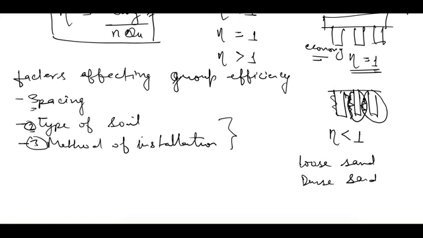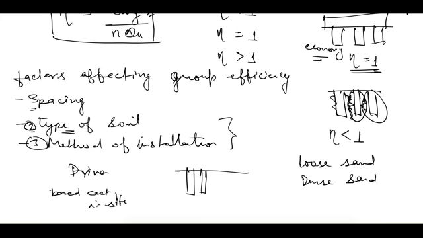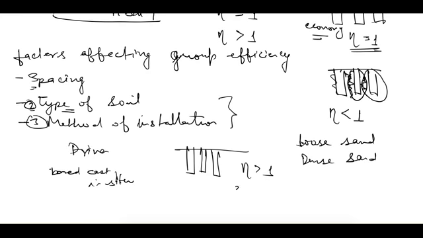If it is a loose sand, even if we are putting a small spacing, because of the driving, or if we are using the driven method of installation, these two are linked. Whether I'm talking about type of soil, in that case also I have to check whether it is a driven pile or a bored and cast in situ pile. So if it is a driven pile in loose sand, then even if the spacing is less, the eta will be greater than 1, because the soil will densify.